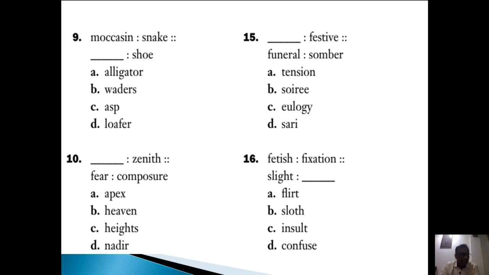Question number 16. Fetish equal to fixation. Then slight equal to what? Fetish is a synonym for fixation. It's a synonym question. And slight is a synonym for insult. Getting me? So which option is it? C, insult.